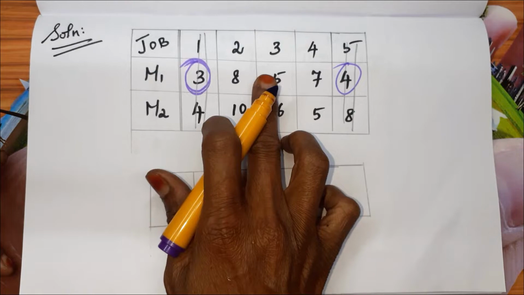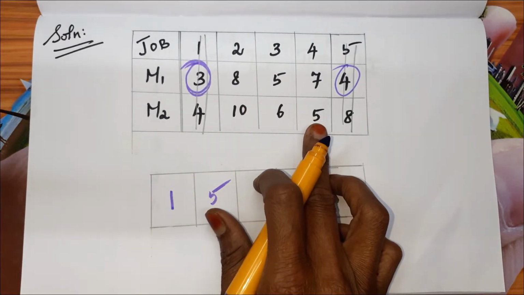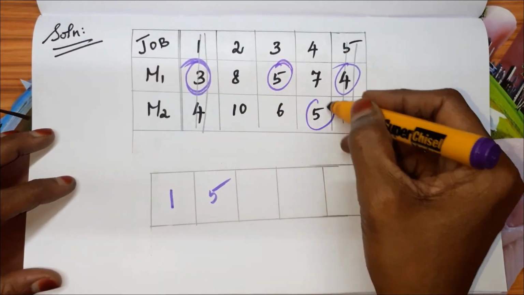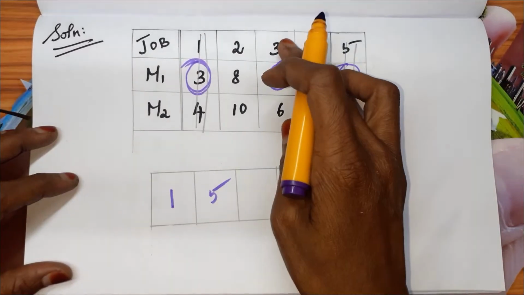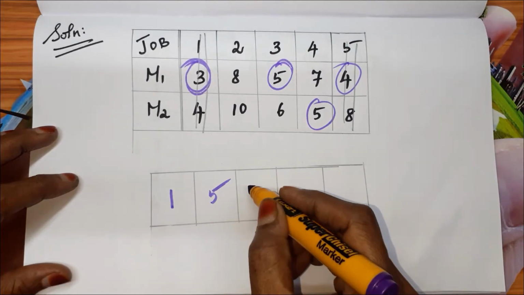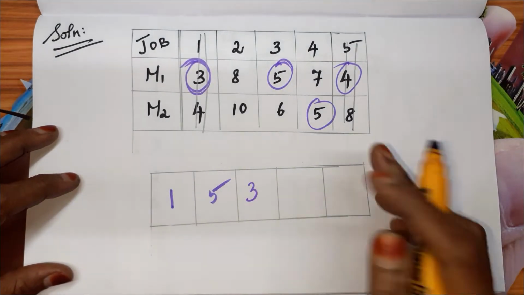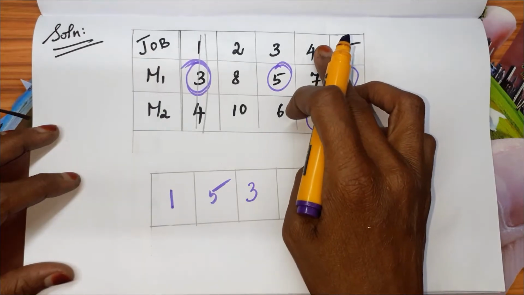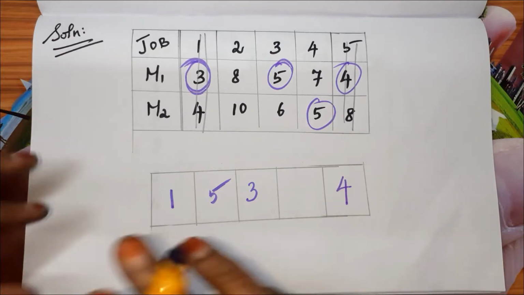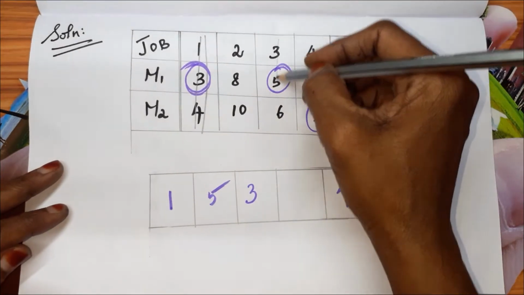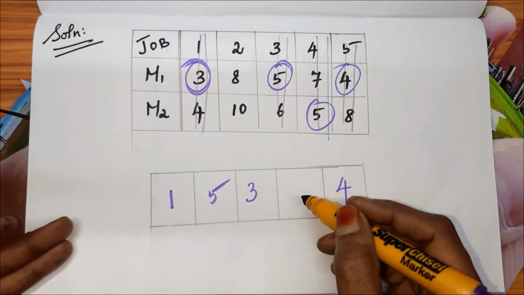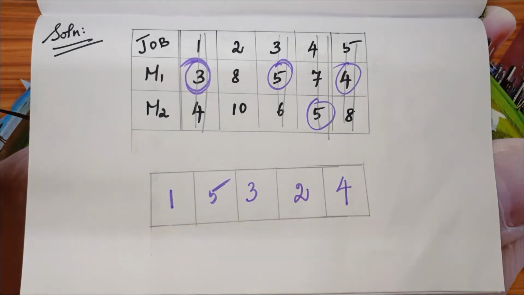Okay, now come to the next value, 5. We have 5 in 2 places, here and here. Simultaneously we take them down. For this 5, the job is 3 and the machine is 1, so we take job 3 in the left side. For this 5, the job number is 4 and it belongs to machine 2, so we start from the right side with 4. So simultaneously we have marked 2 jobs. Strike those 2 jobs. The balance we have is only 2, so it will come in between. So we got the sequence of jobs.